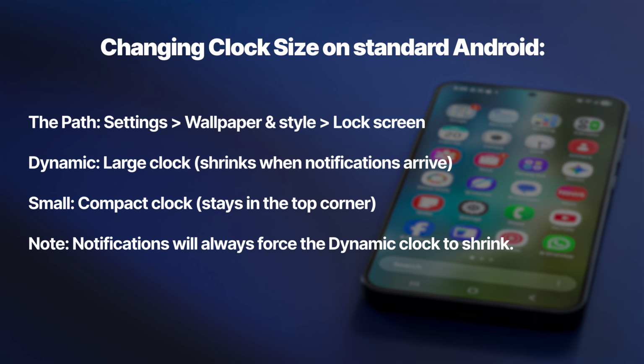If you choose dynamic and your clock suddenly shrinks, it's not a bug. It's because you have a notification. On stock Android, the clock automatically gets small to make room for your alerts. As of right now, if you want that massive clock to stay big even when you have messages waiting, there actually isn't a way to force it on standard Android. It's just the way the system is designed to stay organized.